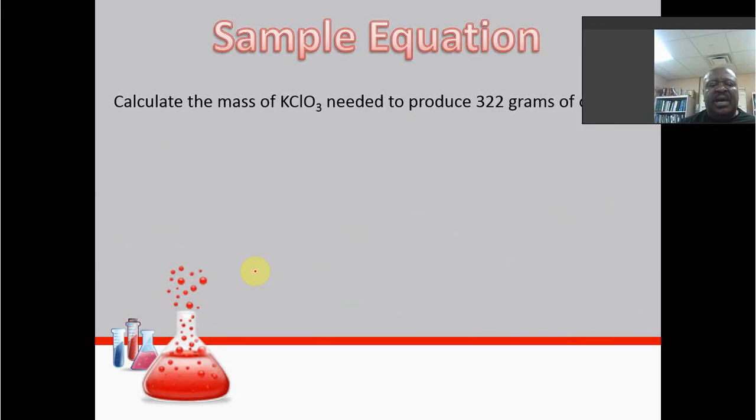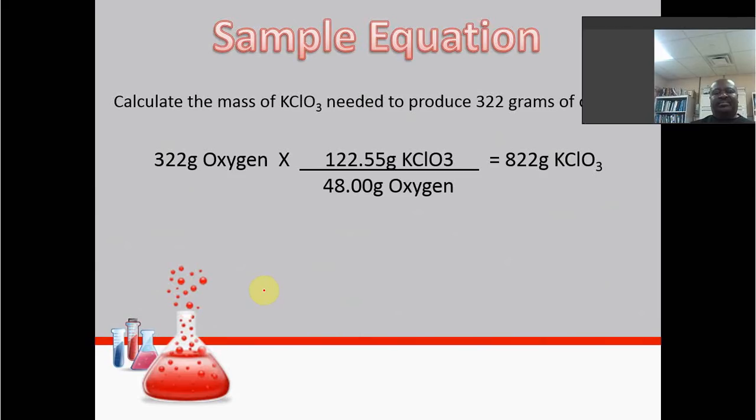So we can say, calculate the mass of KClO3 needed to produce 332 grams of, assume it's oxygen here. Here is what you're given. You take the equivalent relationships that we just talked about, and for cancellation you need 122.55 grams of KClO3 over 48 grams of oxygen, and then of course the grams of oxygen cancel out, and you do the arithmetic and you get grams of KClO3.